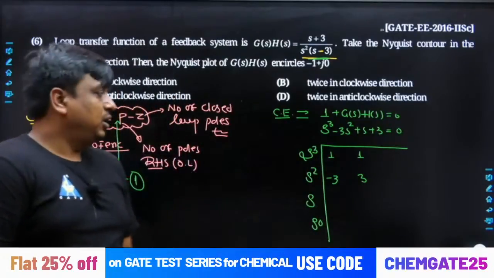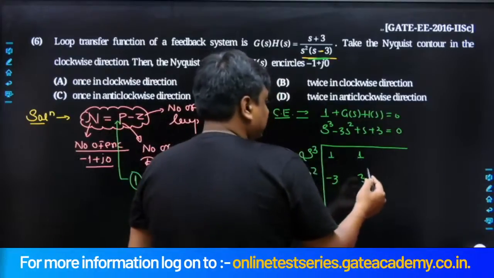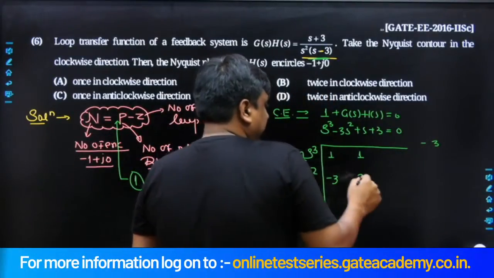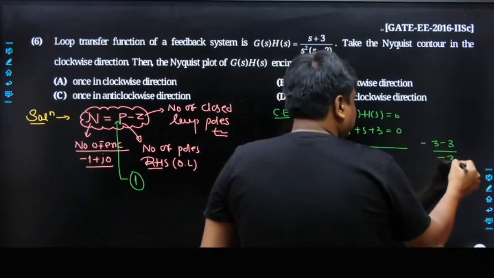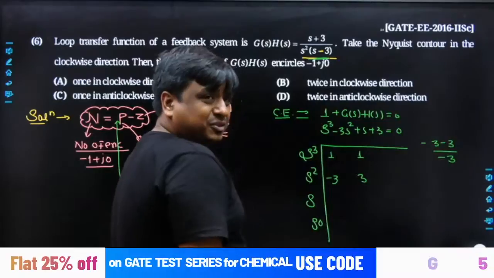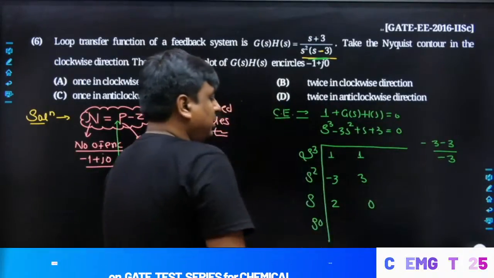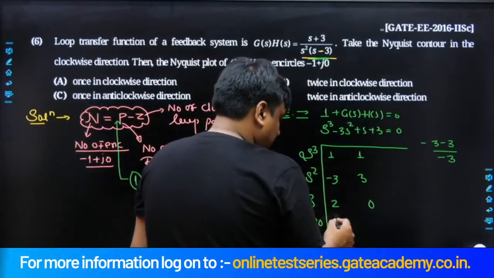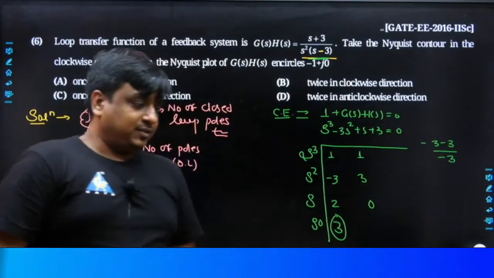No issue. Now the cross multiplication and the comparison would take place. Minus 3 gets multiplied with 1, that's going to be minus 3. And then 3 gets multiplied with 1, that becomes minus 3. Minus 3 minus 3 is minus 6, divided by minus 3, that would become plus 2. And here it becomes 0. End of the day, the last result which we are going to get is simply going to be 3.